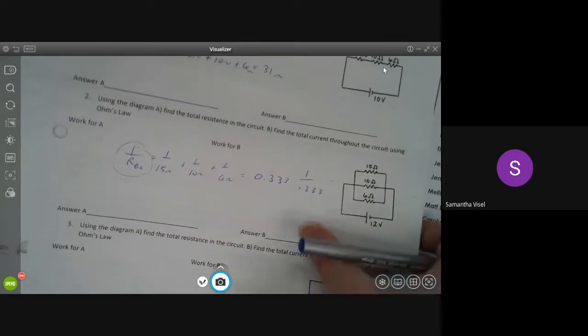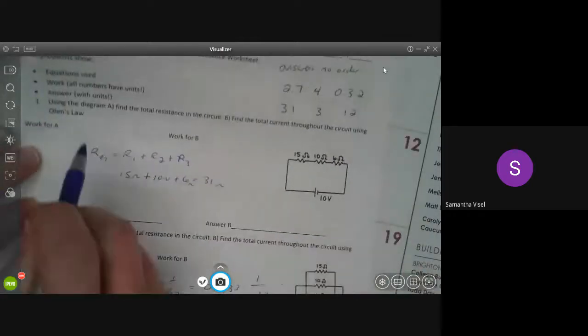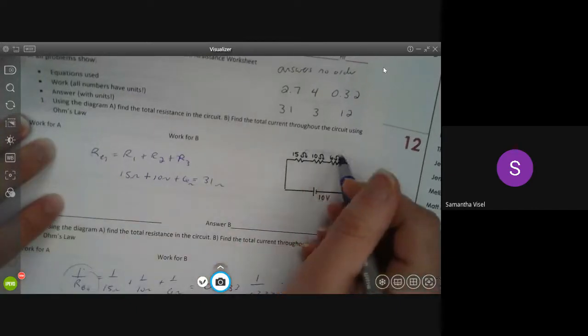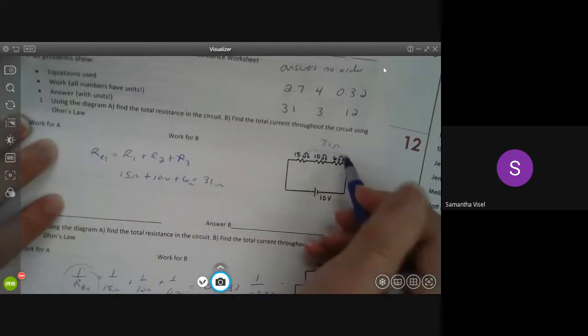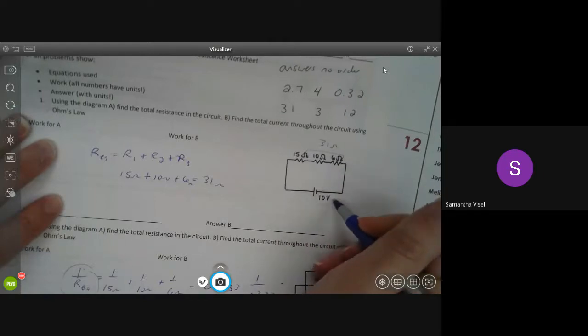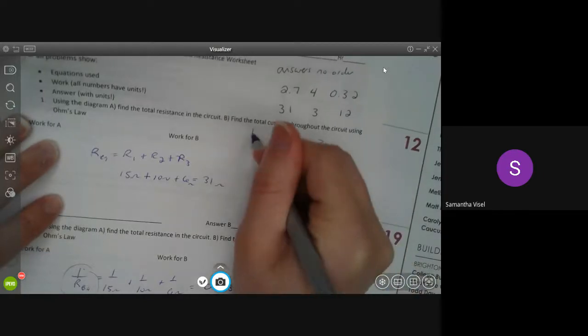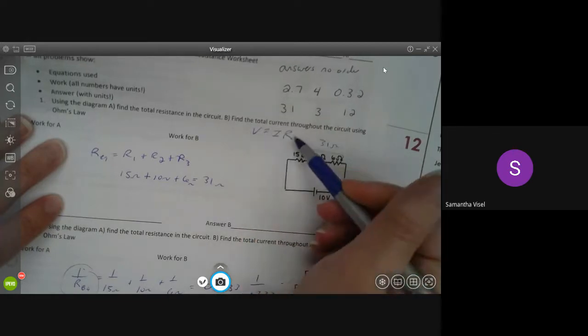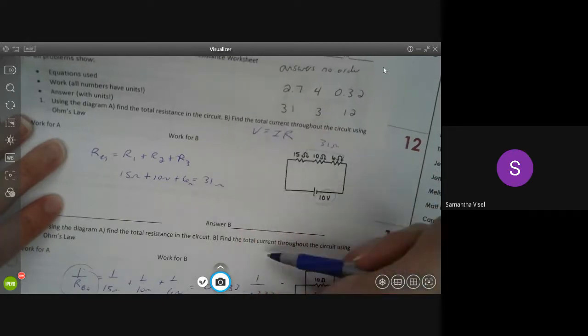You're asked up here to also find the total current using Ohm's law. So once I found out that this is 31, I know that this is 10 volts. Ohm's law is our formula V equals IR. So I can plug in those values to solve for current.